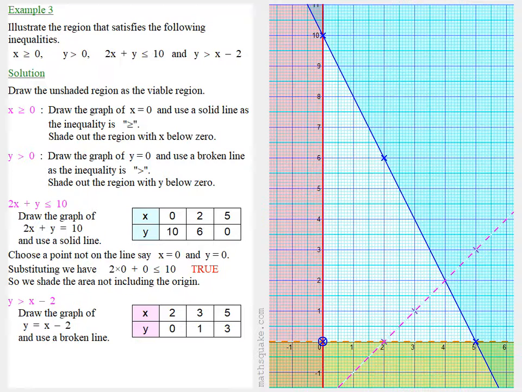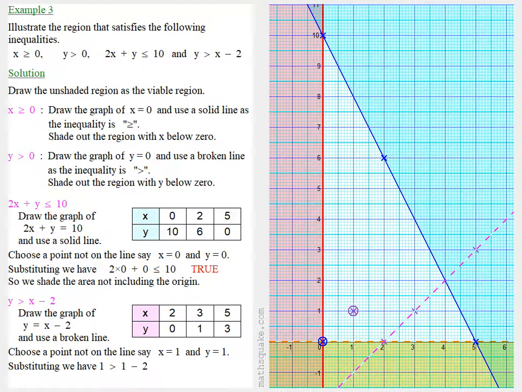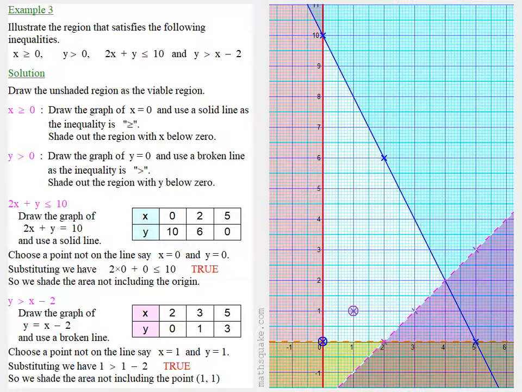Now, to find out which side to shade, we choose a point that's not on the line. Let's choose x equals 1 and y equals 1. Now, if we substitute them in the inequality, we get 1 is greater than 1 minus 2. In other words, 1 is greater than minus 1. Now, that's true. So we want to shade the area that does not include the point 1, 1. So that is the area under the line. And that's our solution. The unshaded region represents the 4 inequalities.